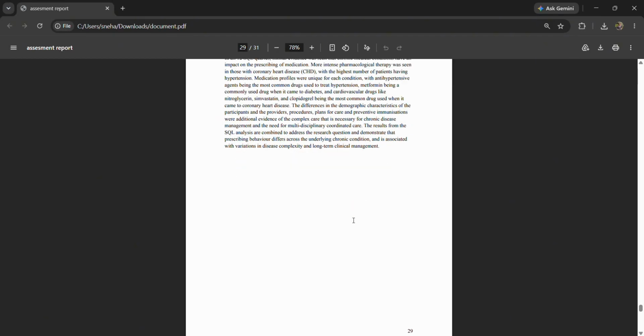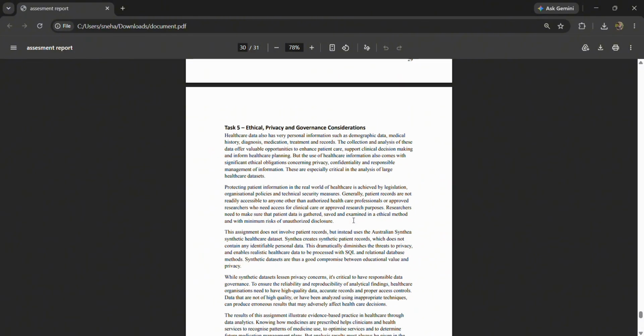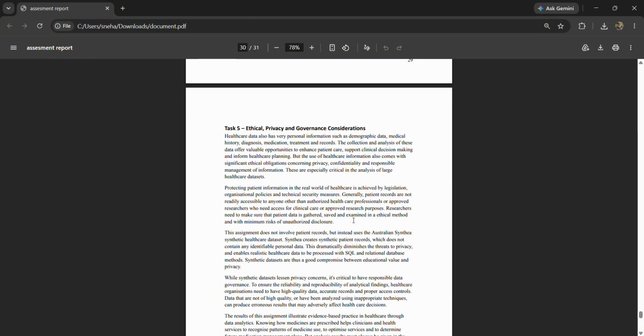Next, I would like to show the ethical, privacy, and governance considerations for this healthcare data. Healthcare data contains sensitive patient information. Although this assignment uses synthetic data, ethical principles such as privacy, confidentiality, and responsible data governance remain essential. Synthetic datasets provide an effective way to perform healthcare analytics while protecting patients' privacy.